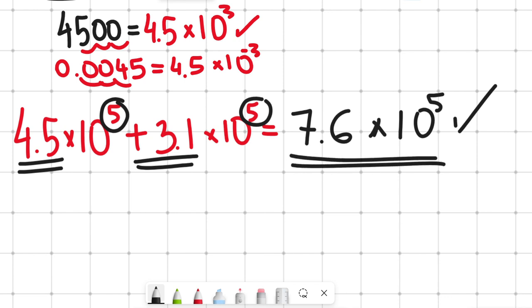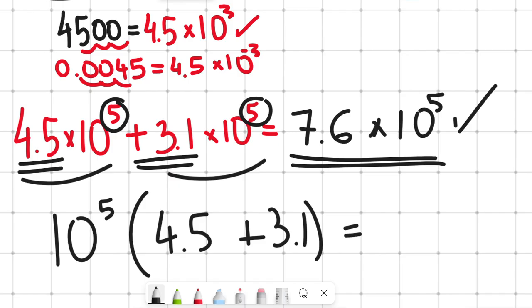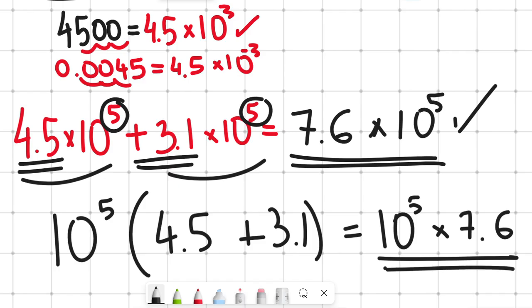The reason for that is what this one and this one have in common. That is 10 to the power of 5. If we get it from the first one, then we get 4.5, plus from the second one we have 3.1. So basically that is why we multiply 10 to the power of 5 by 7.6. That's how it works when we have addition or subtraction with scientific notation. The thing that we will learn today is what if we have multiplication.